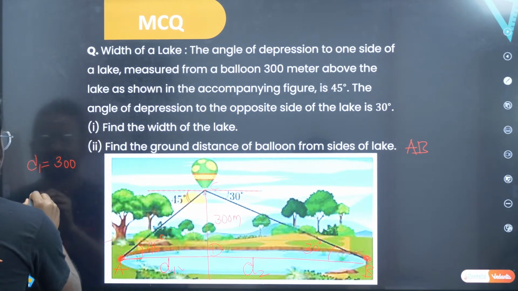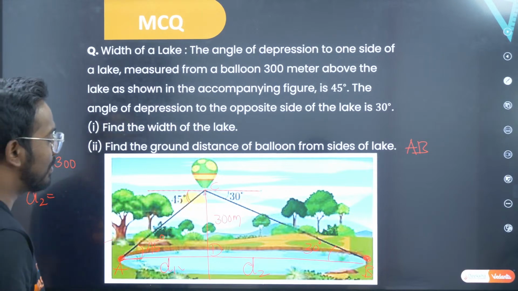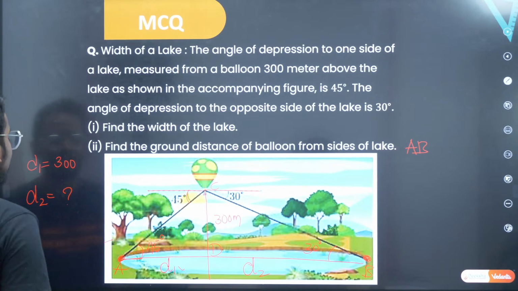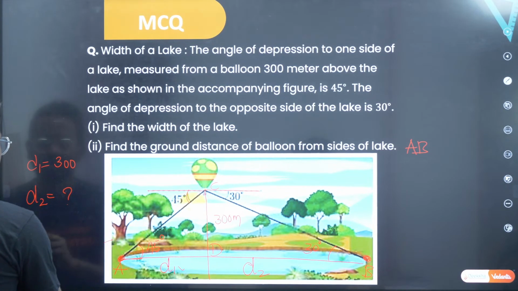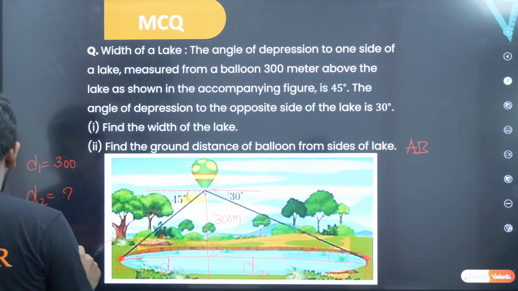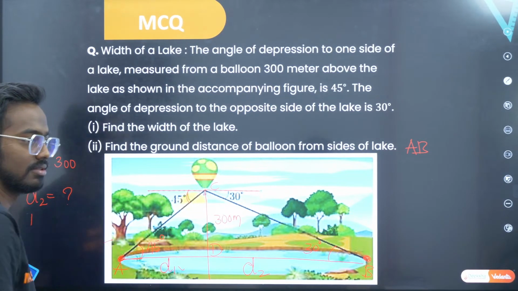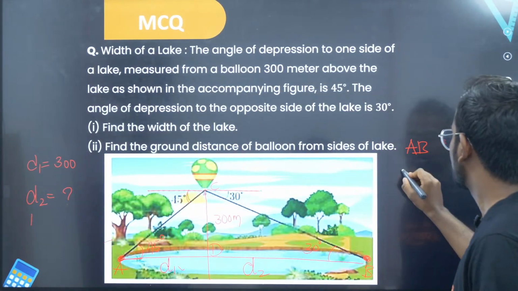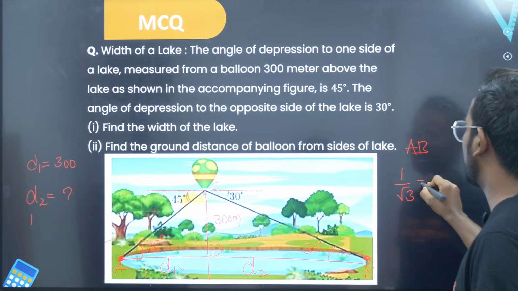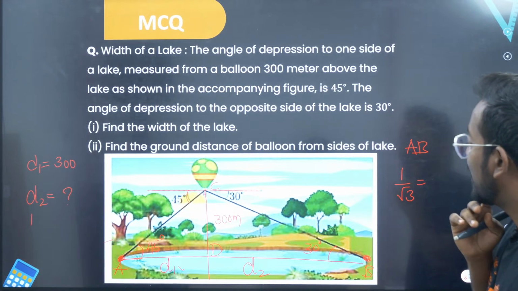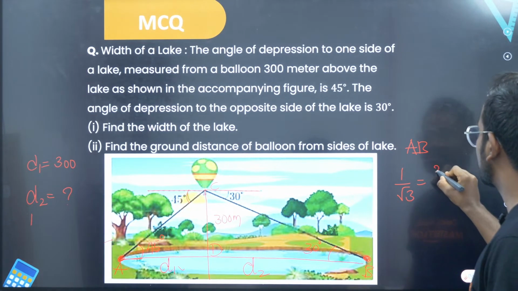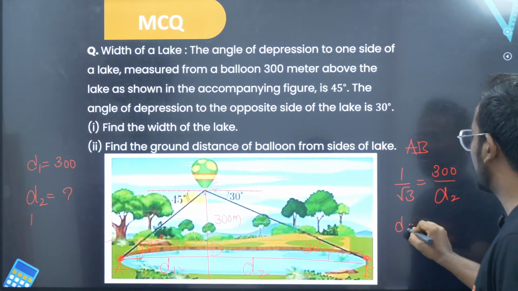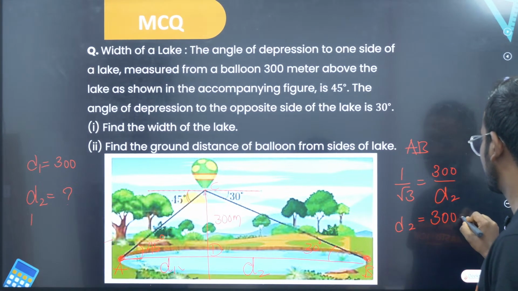Similarly, D2, sir, D2 is not as simple as D1, because the angle is 30 degrees. So since I want D2, let me take the angle 30 degrees. Tan 30 is 1 by root 3. So 1 by root 3 is equal to opposite, this is 300, by adjacent, that is D2 I want. So here D2 will be 300 root 3, sir.